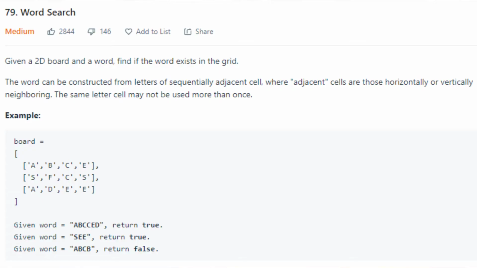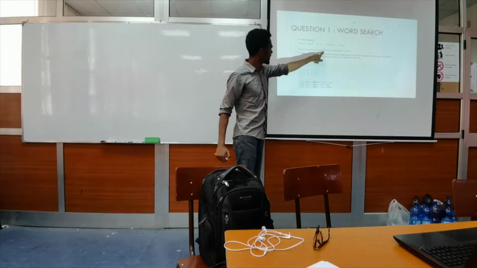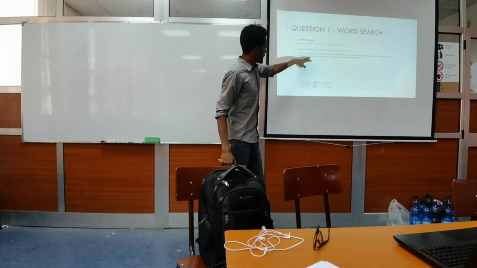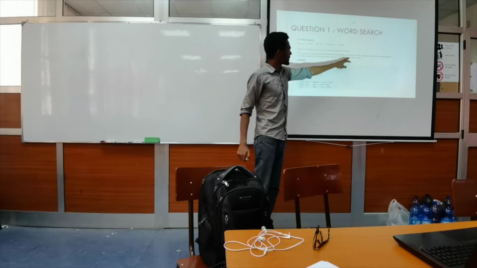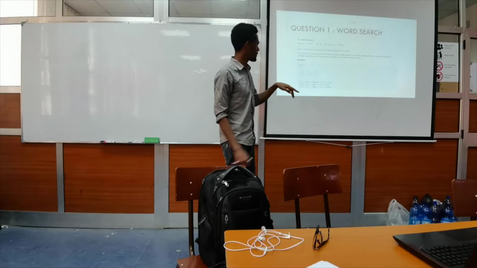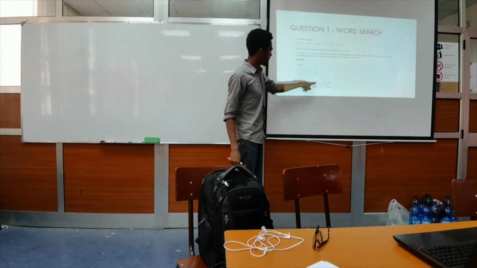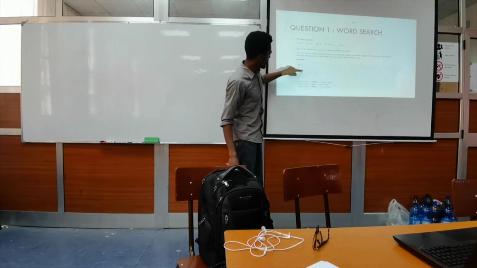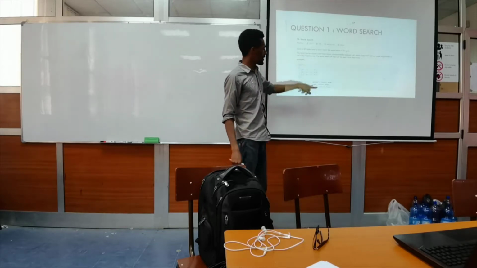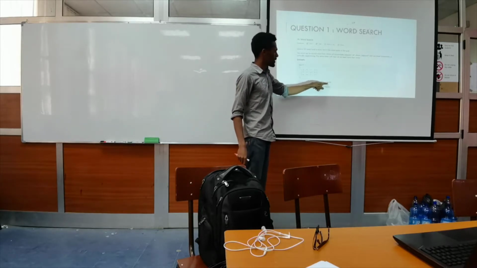This question asks us if we can build this string from a given board. Basically, we have a 2-dimensional board and a word, and we need to find if the word exists in the grid. The word can be constructed from letters sequentially adjacent, where the adjacent cells are those horizontally and vertically neighboring. For example, for A, B, C, C, E, D, we can start from A, go up to B, C, C, E, D. So our function should return true.